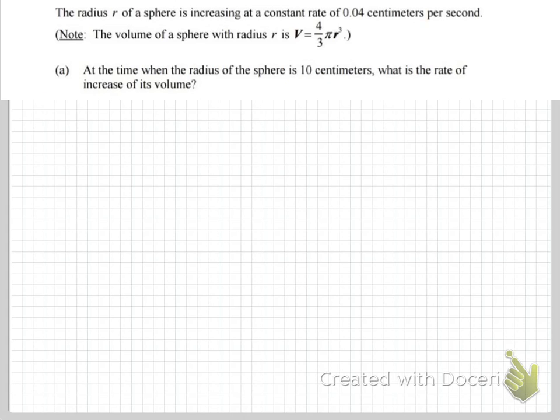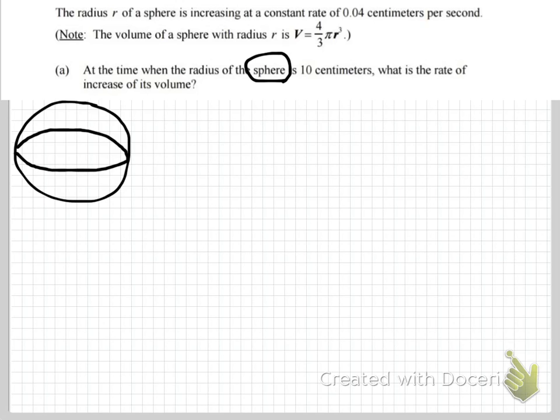All right, so like I said, we know that dr over dt equals 0.04 centimeters per second. That's something that's not going to change. Let's look at A. At the time when the radius of the sphere is 10 centimeters, what is the rate of increase of its volume? So again, we already know that the shape is a sphere. The way I draw a sphere is I draw a circle, and I draw kind of almost like an eye. And what that shows is that the circle is round and it's like a ball instead of being a flat circle. So I have this sphere. I'm going to label that with R.